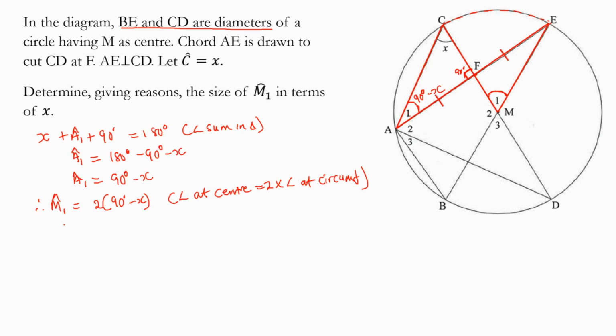Done. So it means angle M1 is equal to 180 degrees minus 2x. So this angle is 180 degrees minus 2x. That's what it's supposed to do there. We're going to meet again when you're doing question 10.3.